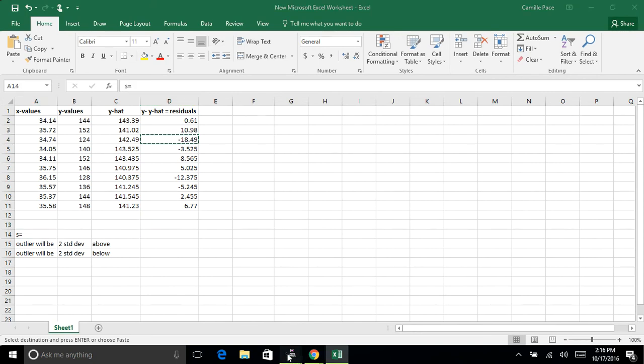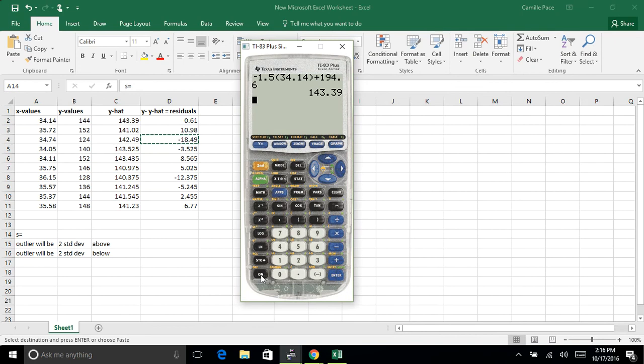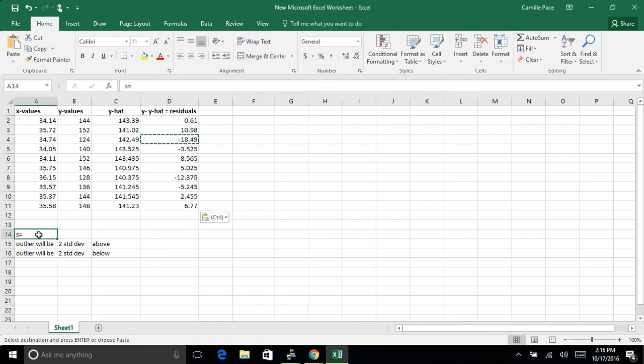So let's go back to our calculator, and I have to go get the standard deviation, which is easy because the data is already in there. So I'm going to do stat, go over to test, go all the way down to E. Hit enter. Everything looks good. Go down and hit calculate. And then I keep going down. So my standard deviation is 10.